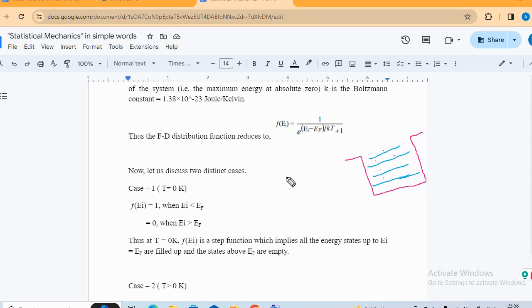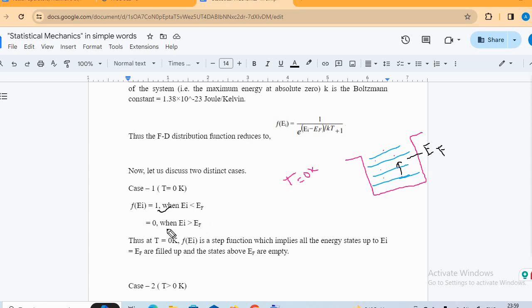Now we are talking about T equal to 0 Kelvin, and we are referring to a certain energy level as the Fermi level. This is represented as 0. So at T equal to 0, we'll check it up to the Fermi level energy. Up to the Fermi level energy, the distribution is 1. Why are we saying this? One can get that.